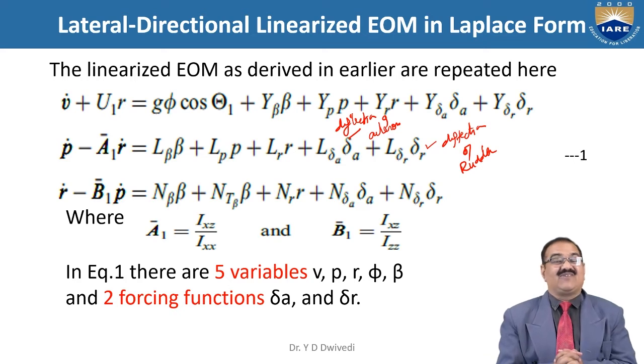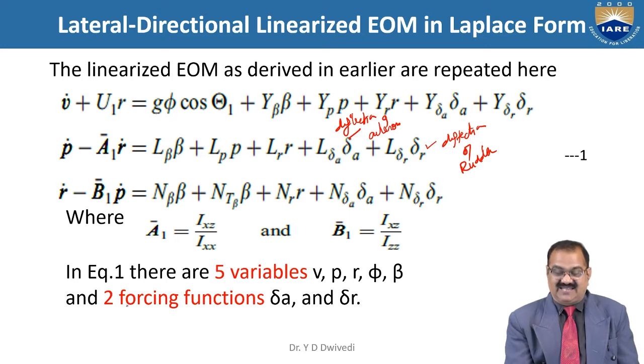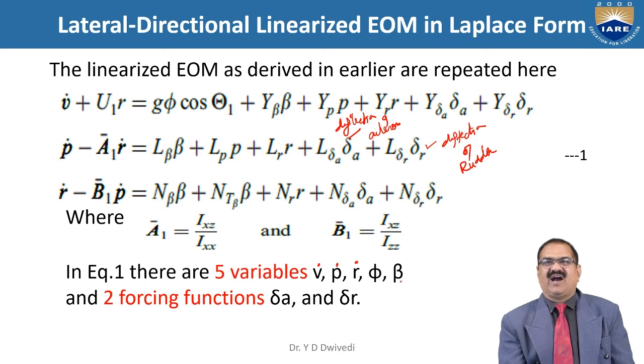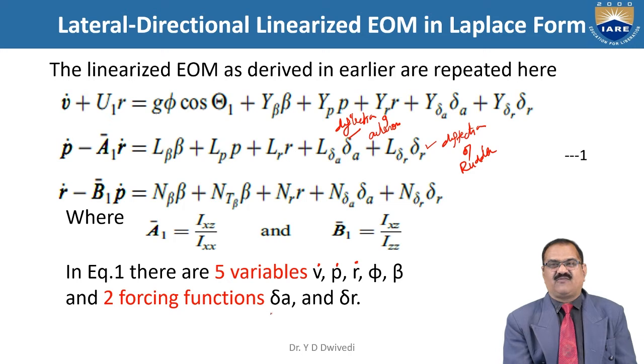That is called the adverse yaw. Here in these equations, we can see that there are 5 variables: the velocity v, p, r, phi and beta. These are the theta and phi and beta. These are the 5 variables, and 2 functions are forcing functions. These we have to apply. Delta A is the aileron deflection, and delta R is the rudder deflection.